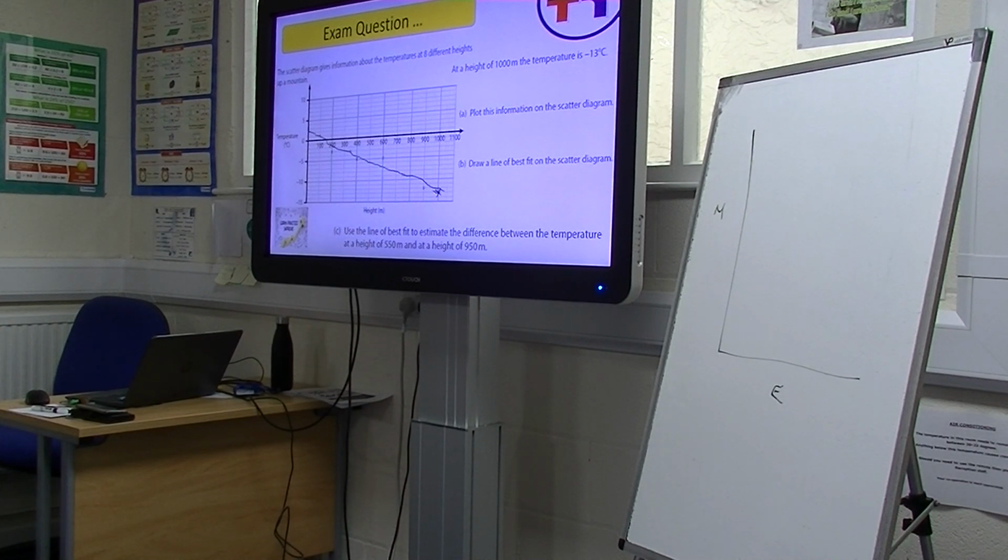You can't even see the crosses. I know they're not very good, are they? Because it's a tiny picture.